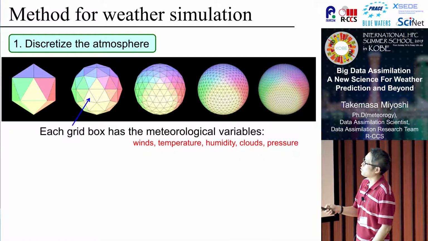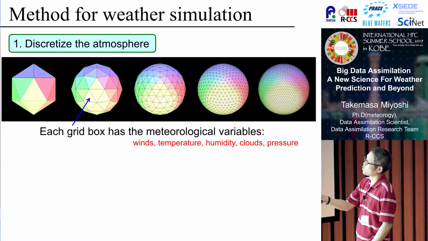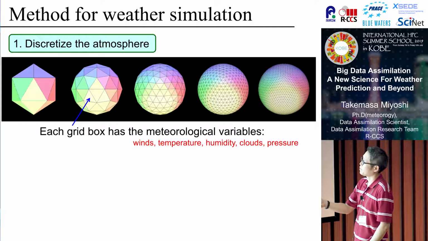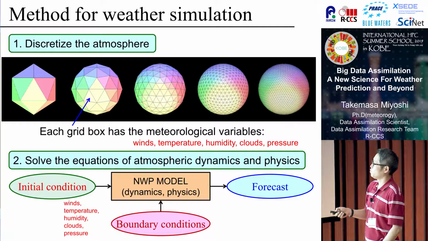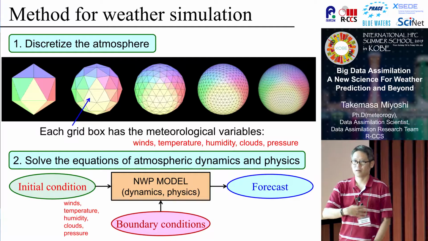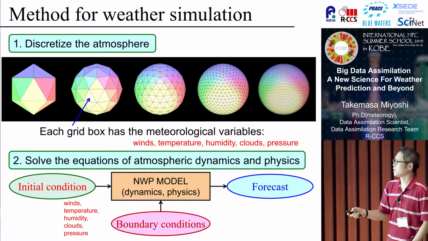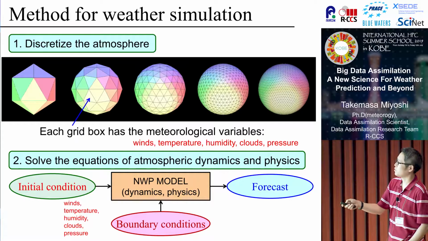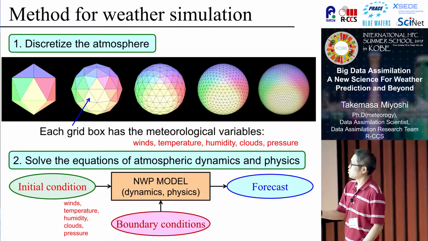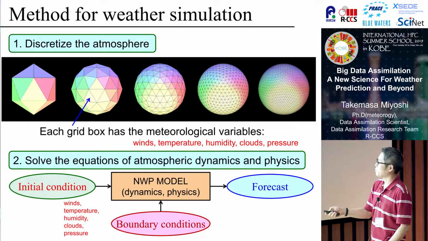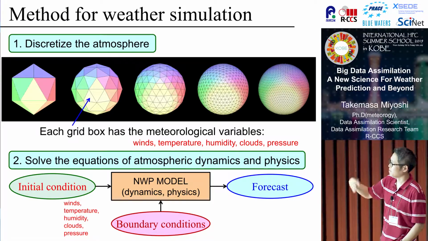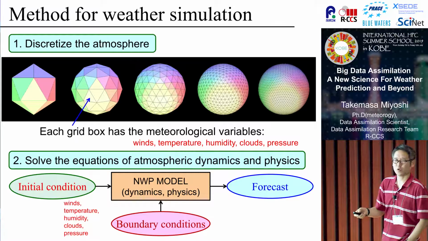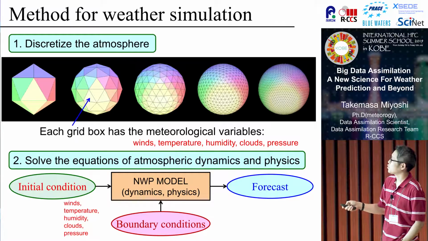Okay, so how do we compute the weather? So we define the variables, the weather variables basically: the winds, temperature, humidity, clouds, and pressure. These are the basic variables. And then we know, so this is human knowledge, we know the physics, and we know the physical laws that control how these variables evolve. So we have a model based on the dynamics and physics. So it's basically the Navier-Stokes equations with the phase change of water. And then we can predict the future.